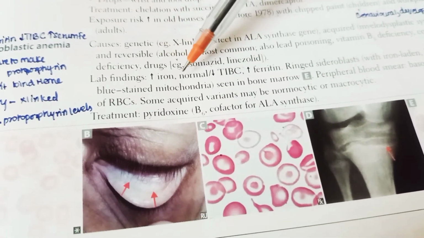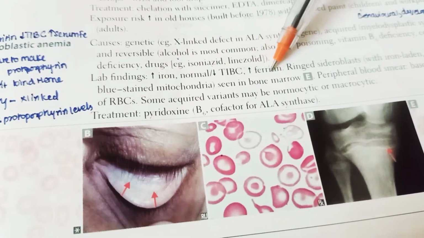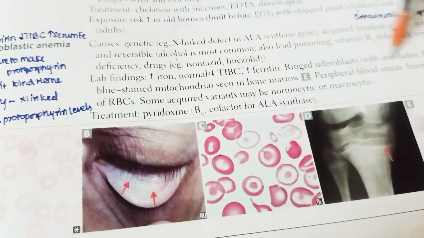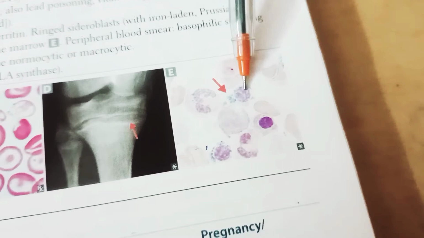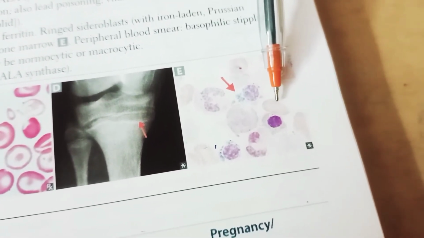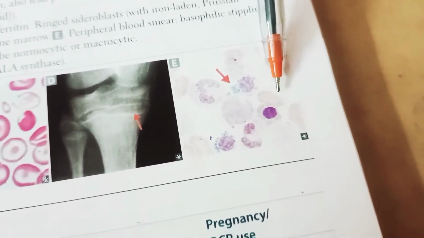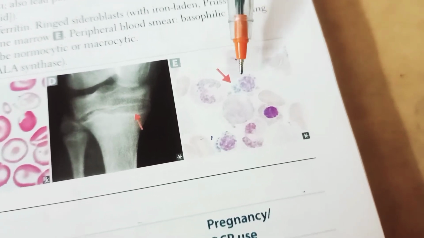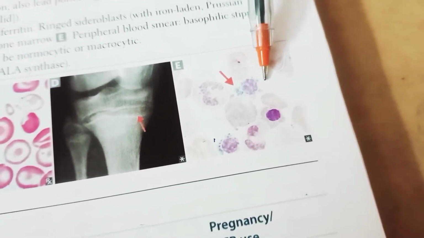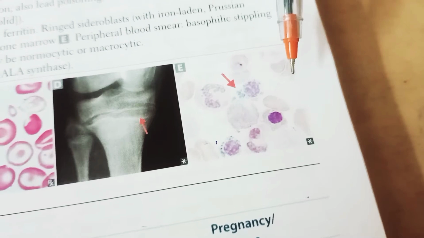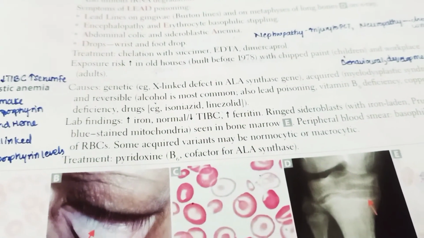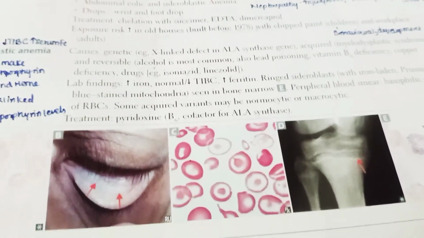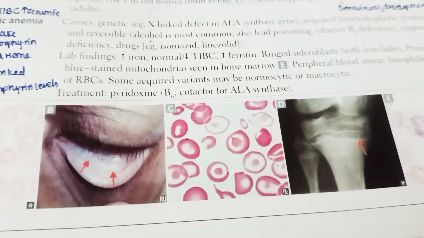Lab findings, as I said, increased iron, decreased TIBC, increased ferritin, ring sideroblasts with iron-laden Prussian blue stained mitochondria seen in bone marrow. You can see here in the bone marrow, very important, that this collection is seen. Sideroblastic anemia is seen mainly in the mitochondria. The peripheral blood smear shows basophilic stippling, that is a dotted, peripheral basophilic stippling of RBCs. Some acquired variants may be normocytic or macrocytic. So sideroblastic anemia also can be either normocytic or macrocytic sometimes.